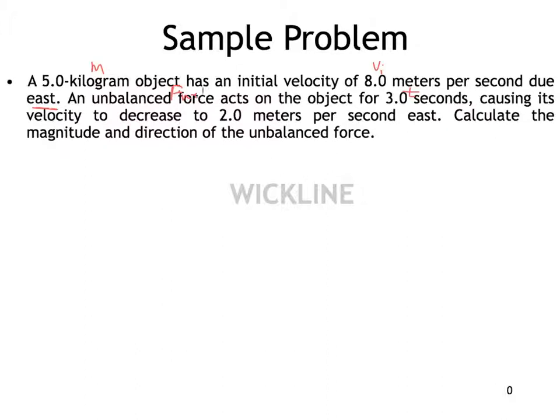I think we're going to have to solve for that. And it causes the velocity to decrease to 2 meters per second east, so that's my VF. And just looking ahead here, using my VI and my VF, I'll be able to construct my change in velocity. And here I'm asking you to calculate the magnitude and the direction of the unbalanced force F net.